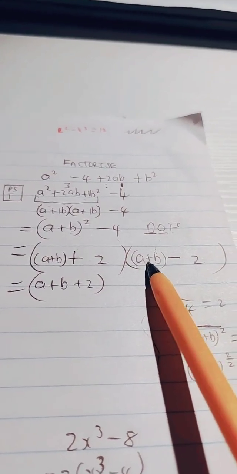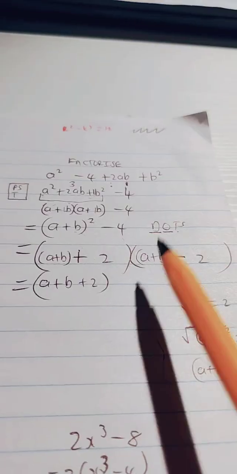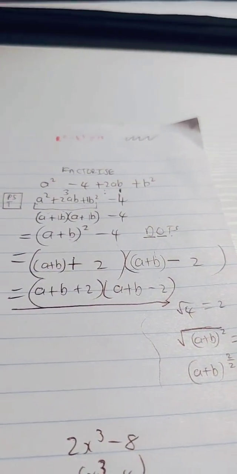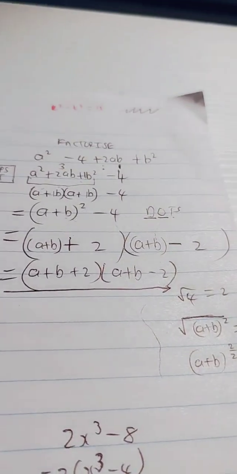Then this a plus b, guys, I also remove its bracket. I write a plus b minus 2. And it is factorized and finished.